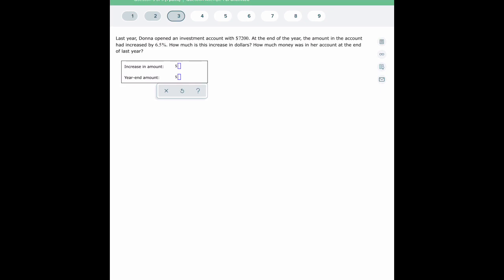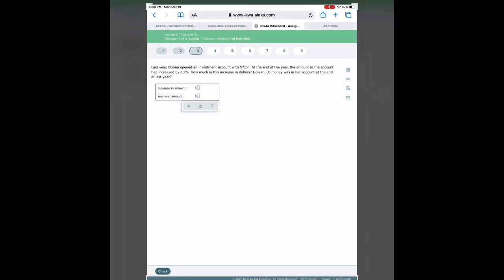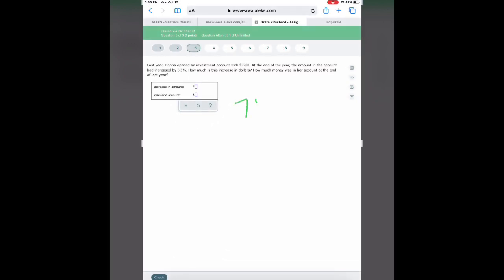Okay, last year Donna opened an investment account with $7,200. At the end of the year, the amount in the account had increased, so it's going to go up from there by 6.5%. How much is this increase in dollars, and how much money was in her account at the end of the year? Okay, so if it's increasing by 6.5%, that is 0.065. We always move that decimal 2 spaces to get rid of the percent sign. And if we don't want to just calculate the interest, if we want to calculate this amount plus the interest, we can multiply by 1.065.